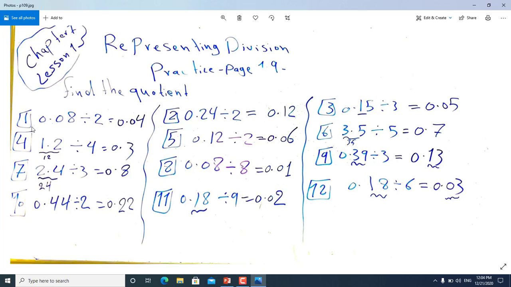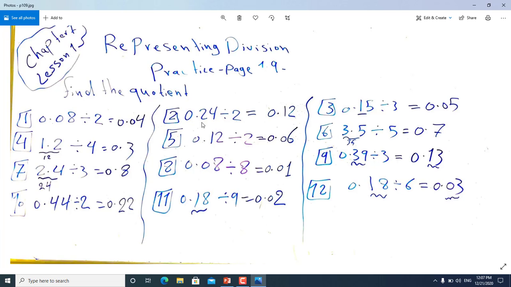For example, in number 1, we have 0.08 divided by 2. This 8 is from the place hundredths. Look at it, it's tenths and it's hundredths. So from the first, we just divide this 8. 8 divided by 2 will be 4. So this 4 is one digit, but we must have it in the place hundredths. So we make two digits, we put this 0. After that, we put 0 and the point. Look at it, this side is from the place hundredths. Also, this is from the place hundredths.